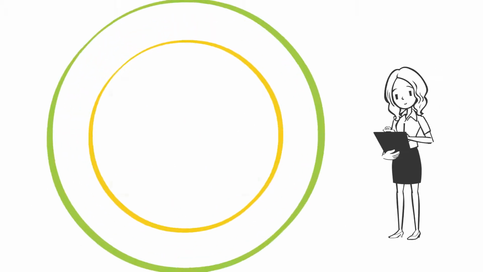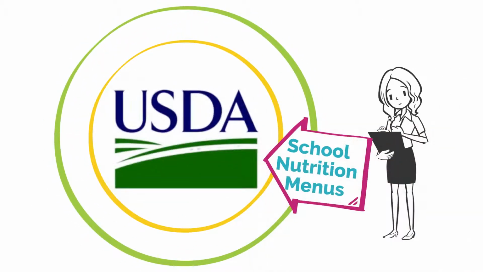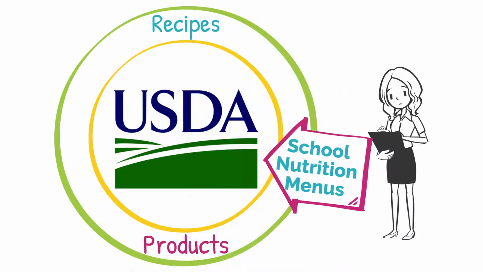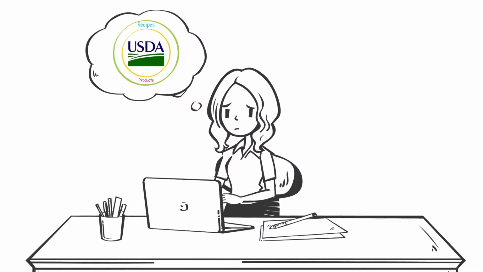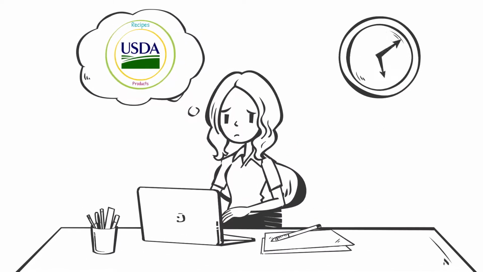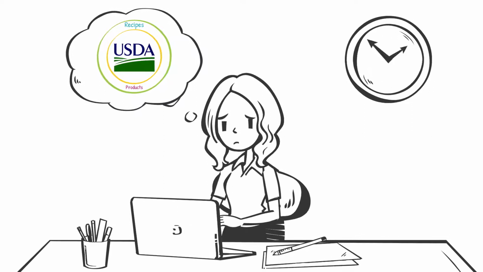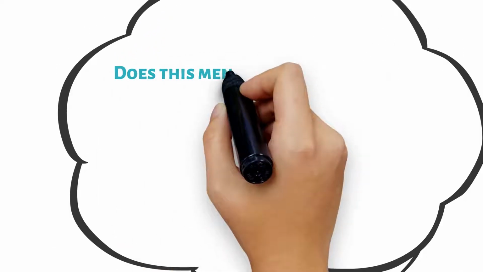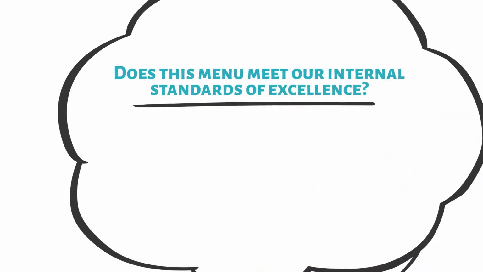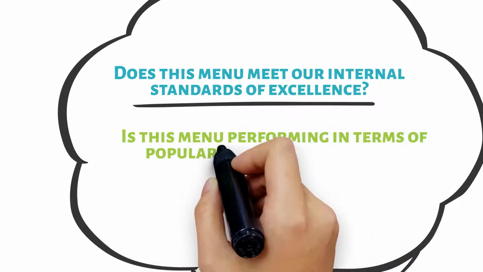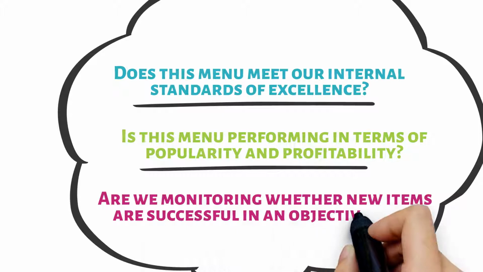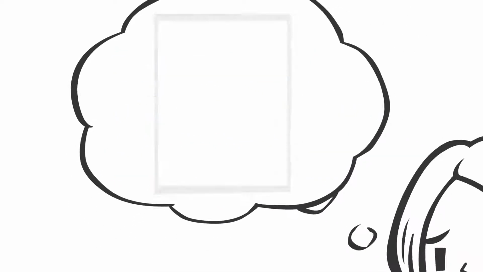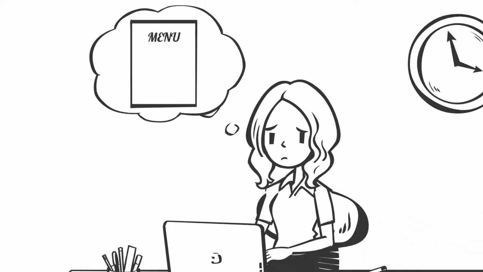When creating school nutrition menus, many times the focus is on meeting the USDA requirements and ensuring recipes and products are available to produce the menu. These details can be overwhelming, and by the time all of these details are worked out, there might not be the time to look deeper at the menu. Does this menu meet our internal standards of excellence? Is the menu performing in terms of popularity and profitability? Are we monitoring whether new items are successful in an objective way? There is so much to consider that it can feel overwhelming.